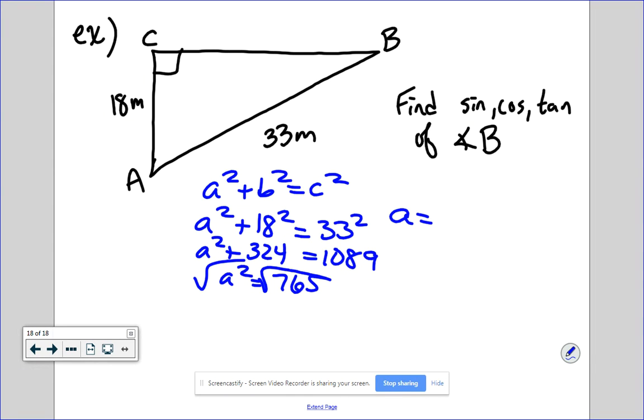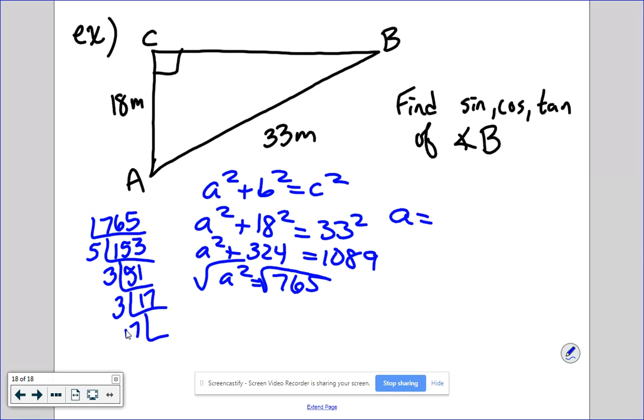Not a whole number. So if it's not a whole number, what does that mean we have to do? If it's not a perfect square, you have to simplify it. What goes in? Anything that ends in 5 automatically divides by what? 5. So let's pull out 5. 765 divided by 5 is 153, which I believe divides by 3. It does. 51, which also divides by 3. 17.